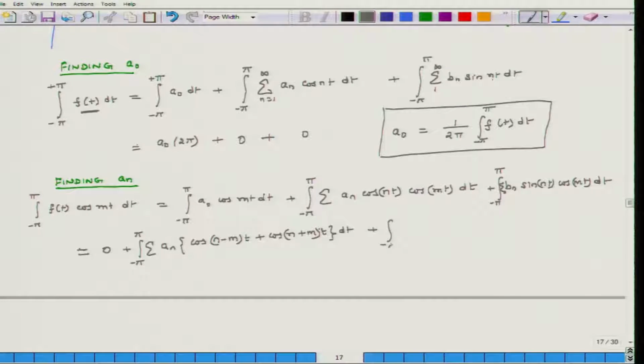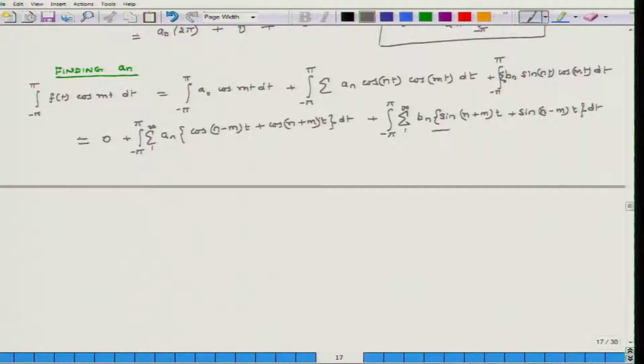plus integral of minus pi to pi of summation, this goes from 1 to infinity, of bn, and this is sin n plus m t plus sin n minus m t dt. Okay. So, what is the contribution from this term?